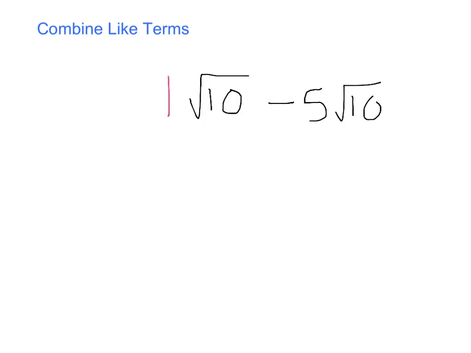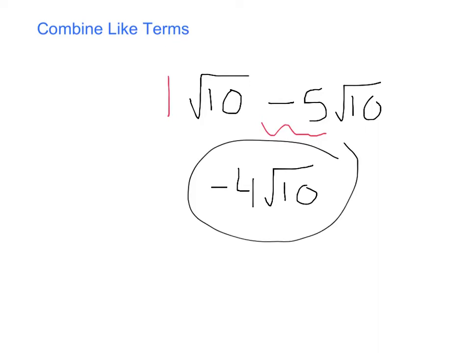Okay, last example with just combining simple like terms. Square root of 10 minus 5 square roots of 10. How many square roots of 10 do you have? Really, you're just doing 1 minus 5. So we are left with negative 4 square roots of 10. And then you're done.